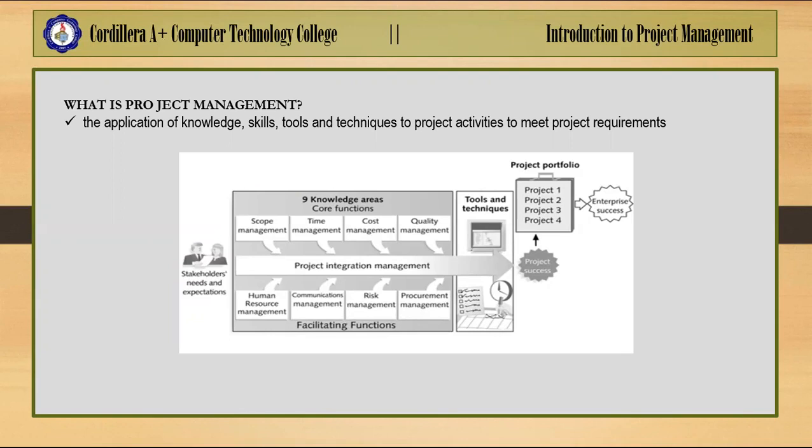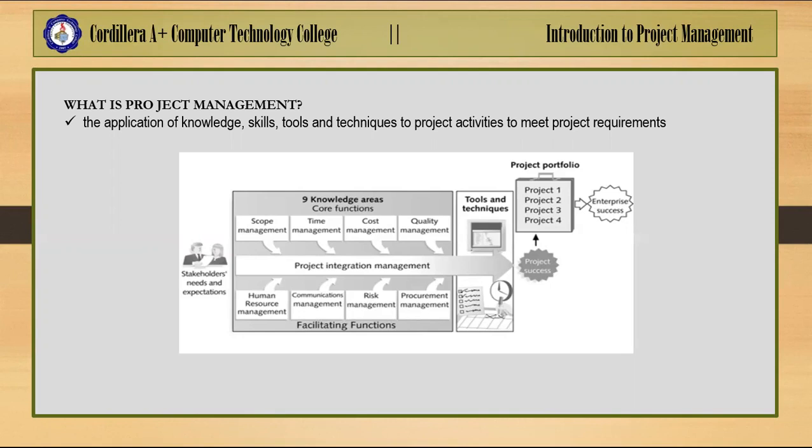Okay? So project managers must not only strive to meet the specific scope, time, cost, and quality goals of projects. They must also facilitate the entire process to meet the needs and expectations of the people who are involved in or affected by the project activities.